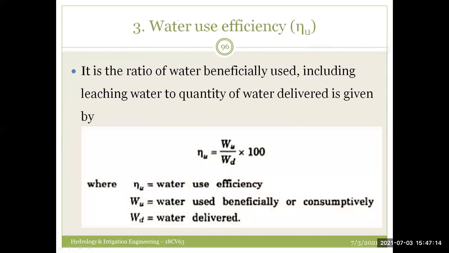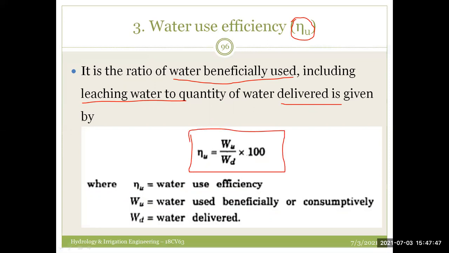So the third type of efficiency we have is water use efficiency, which is denoted with the symbol eta U. It is the ratio of water beneficially used, including the leaching of water, to the quantity of water delivered. Okay, so it is the ratio of water used to the water supplied, that is water use efficiency, which is given by eta U is equal to WU divided by WD into 100. Where WU is the water used efficiently or beneficially, and WD represents water delivered.